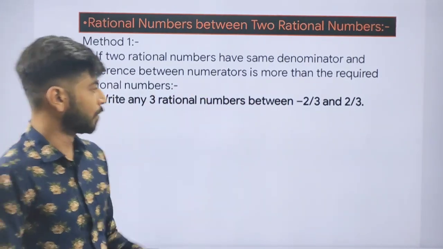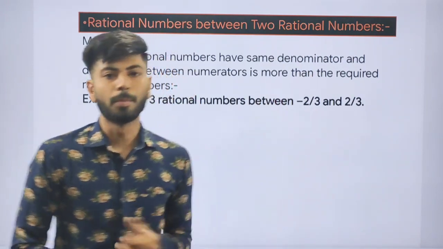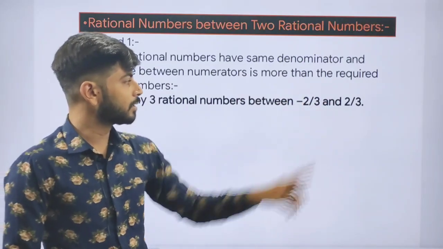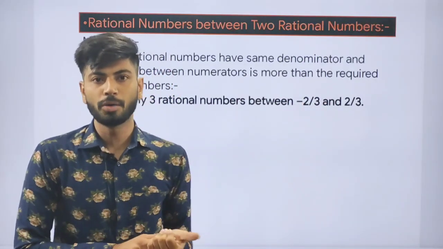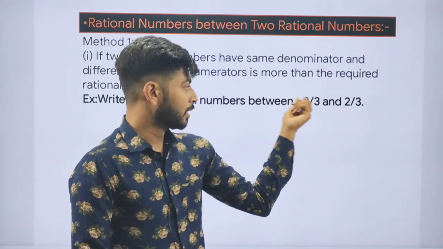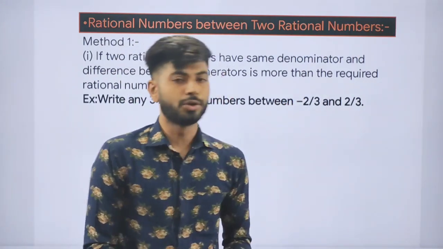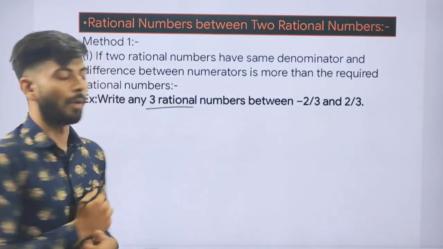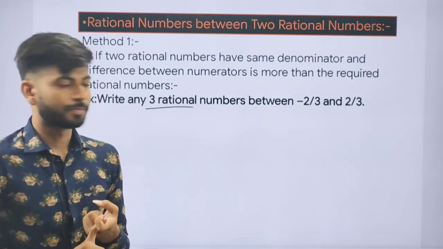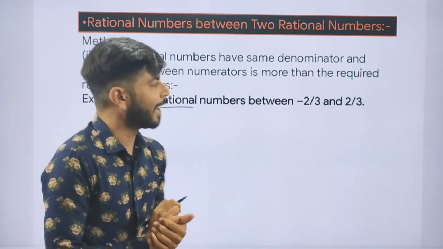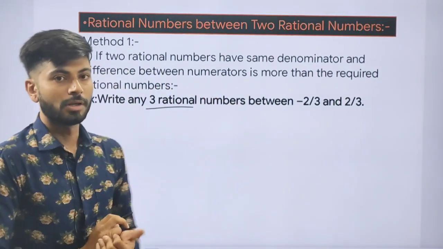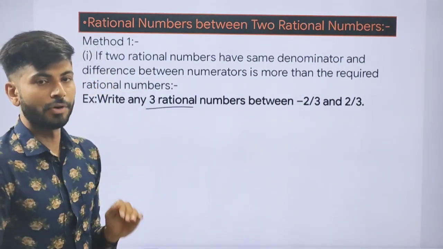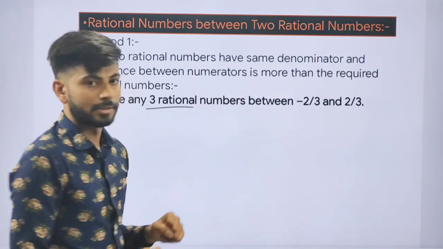Write any three rational numbers between minus 2 upon 3 and 2 upon 3. In this you can see minus 2 upon 3 and plus 2 upon 3 have the same denominator. And you can see if you find the difference between minus 2 and 2, it will be 4, which is greater than the required rational numbers. So what we will do? We will write directly the required rational numbers. We don't need any process in this. We will write directly what will be the answer. Let's write.